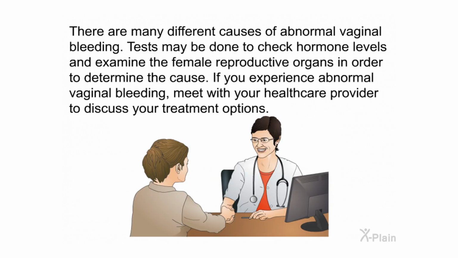There are many different causes of abnormal vaginal bleeding. Tests may be done to check hormone levels and examine the female reproductive organs in order to determine the cause. If you experience abnormal vaginal bleeding, meet with your healthcare provider to discuss your treatment options.